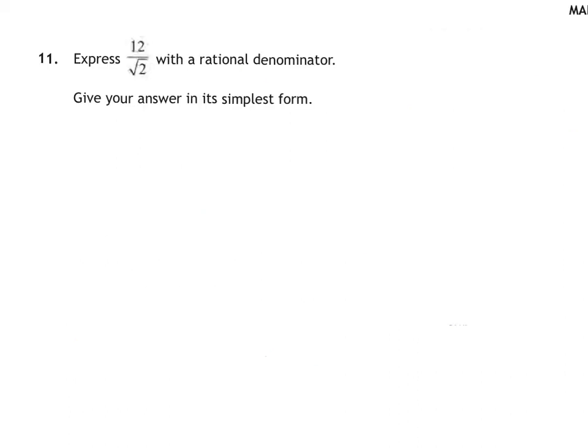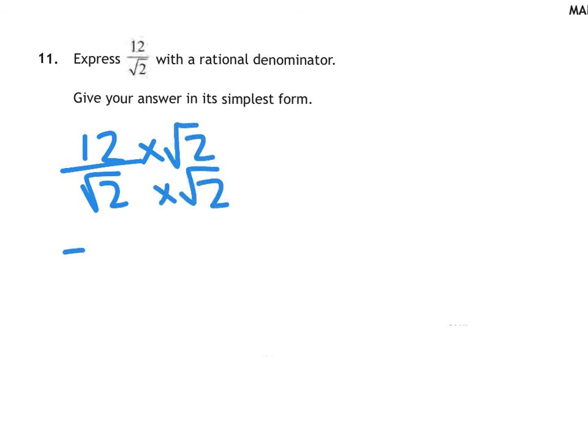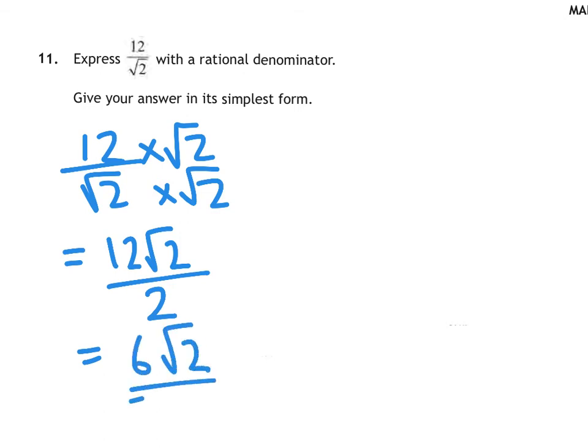Question 11 is a straightforward rationalising question. The minute you see the word rationalise, you times top and bottom by the third. Because as long as you times top and bottom by the same number, you're making an equivalent fraction. So that gives us 12 root 2 all over root 2 times root 2 is root 4, which is just 2. That 12 and the 2 can then divide. 12 divided by 2 is 6. So that's just 6 root 2.